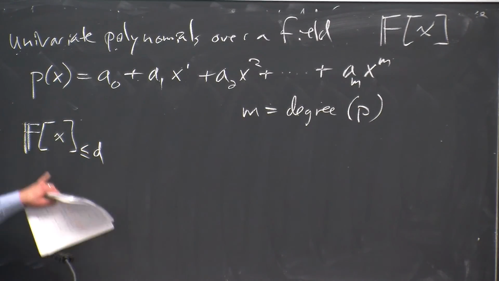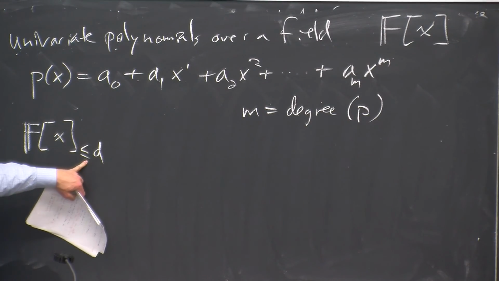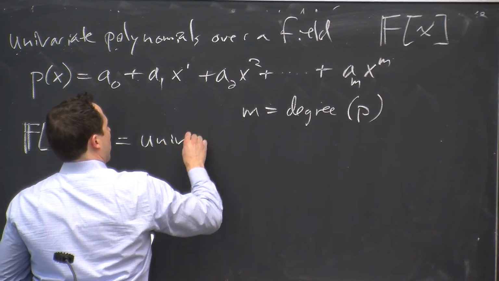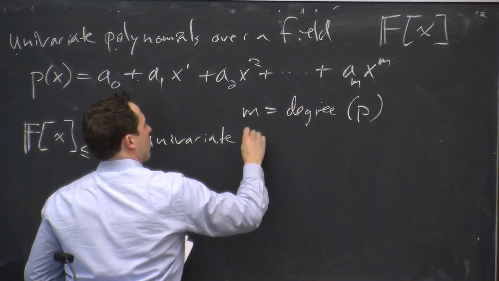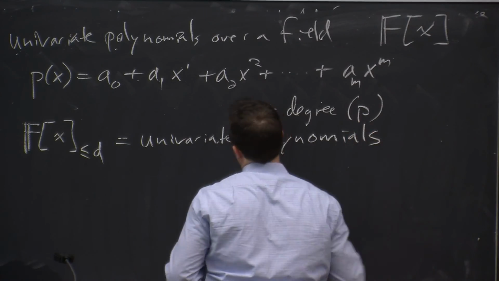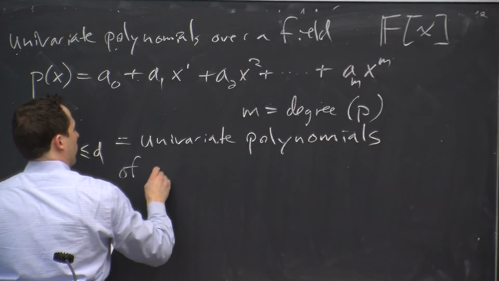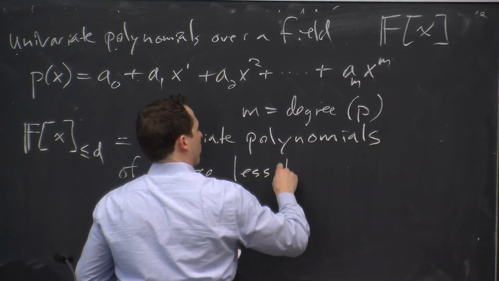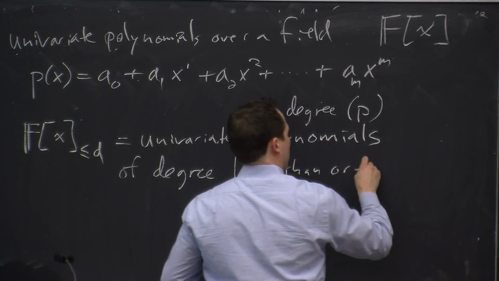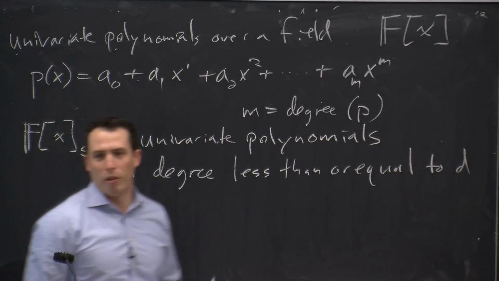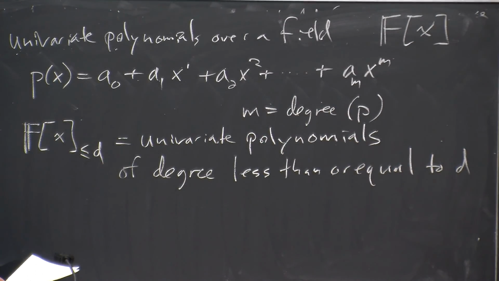I'm going to denote it by F[x] with degree less than or equal to d. And that's univariate polynomials of degree less than or equal to d. Univariate polynomials of degree at most d. Okay.